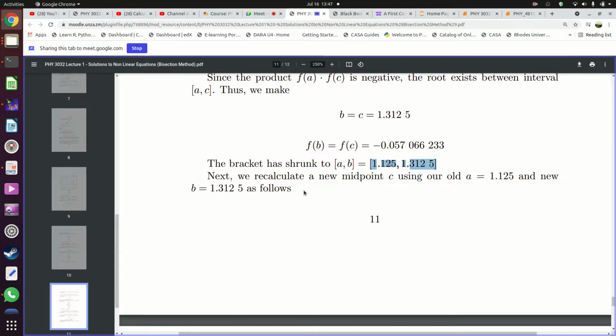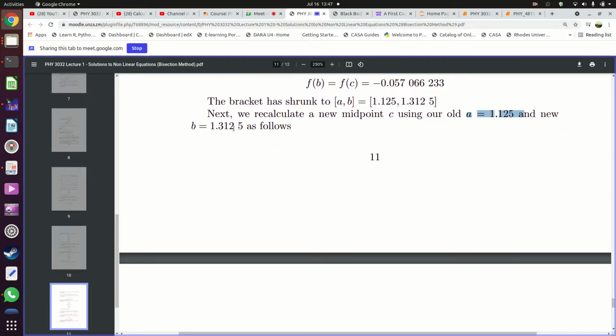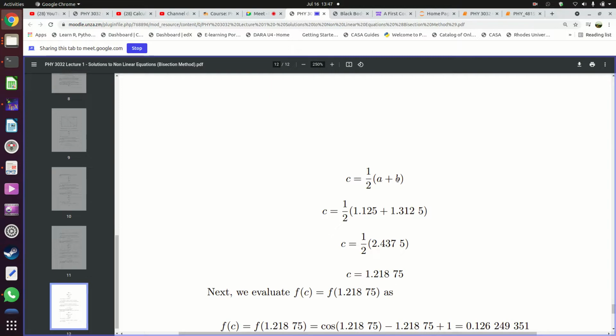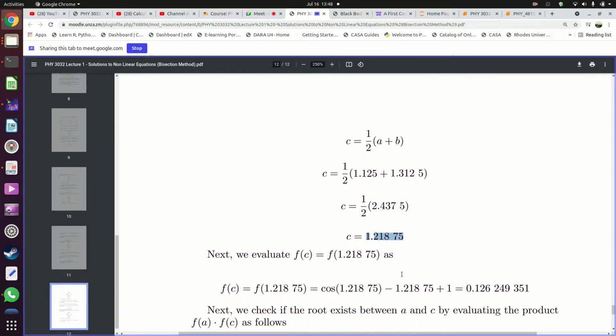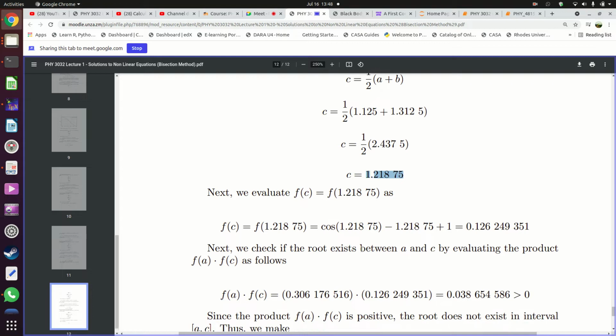We work out a midpoint C based on our old A, which is equal to 1.125, and our new B, which is equal to 1.3125. So we end up with C equals half of A plus B. That's going to be half of 1.125, which is what we have this side, plus 1.3125. That's C equals half of 2.4375, which gives you 1.21875. So this is going to be your new midpoint. Are we clear? Yes, sir.